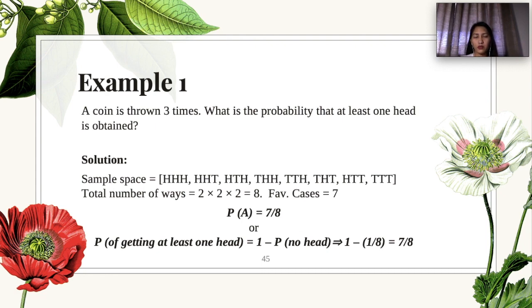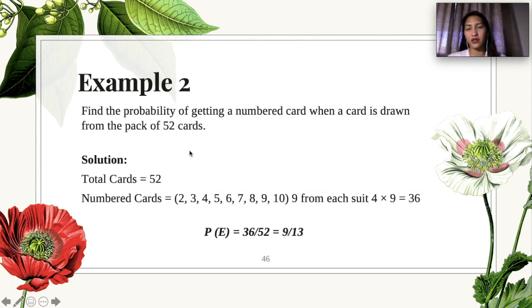So, our favorable cases ay 7 kasi at least one head daw. So, the probability of A happening, which is at least one head is obtained, is 7/8, or P of getting at least one head is equivalent to 1 minus P, no head, is equal to 1 minus 1/8, or 7/8. So this is quite more complicated. But if you're gonna test this, makikita mo dyan na 7 yung beses, over 8 yung possibility. So, mataas yung possibility.